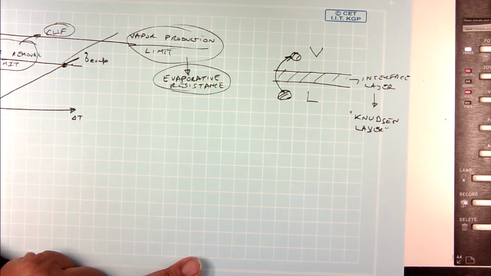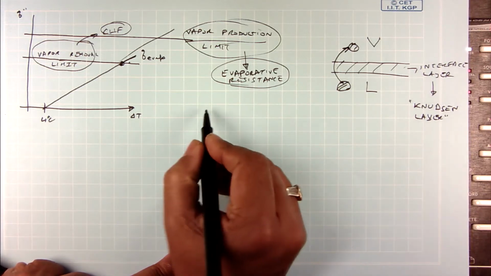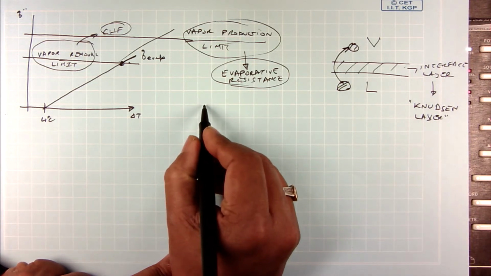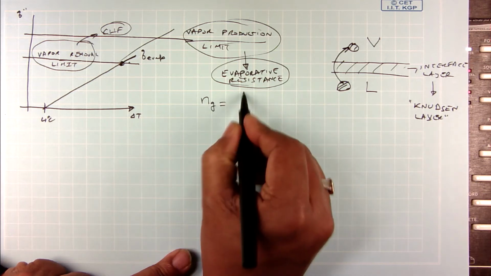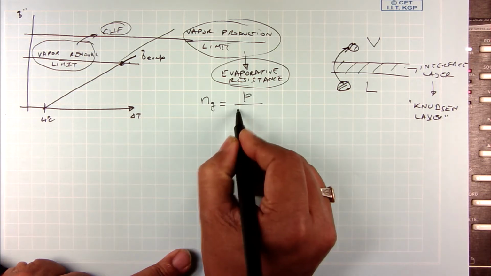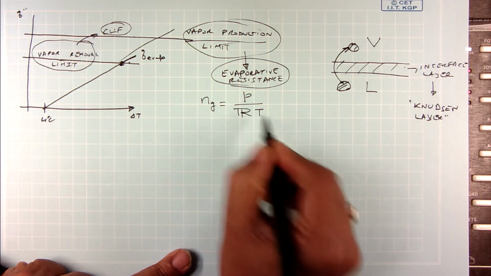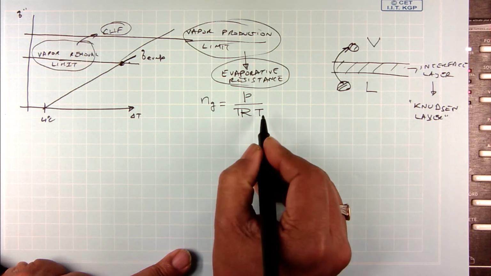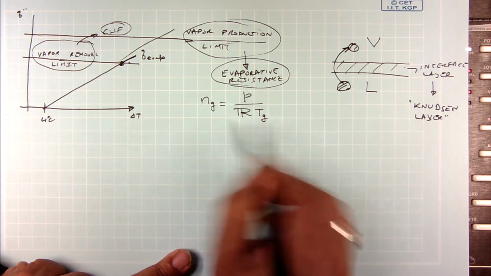Okay, so we can use ideal gas laws. So if I want to figure out the number density of molecules in the liquid and the number density of molecules in the gas, the number density of molecules in the liquid is P divided by R T, where R is your fundamental universal gas constant. So P by RT gives you what?